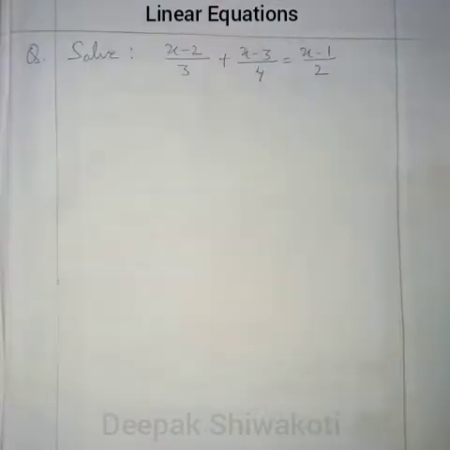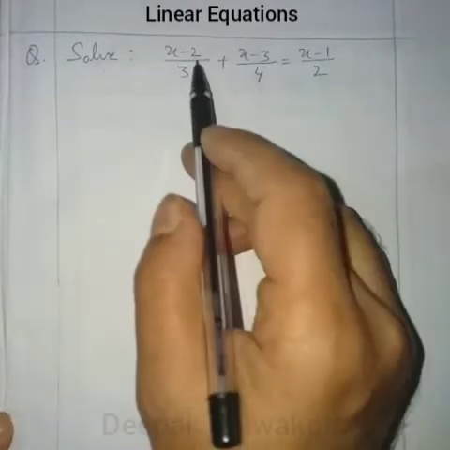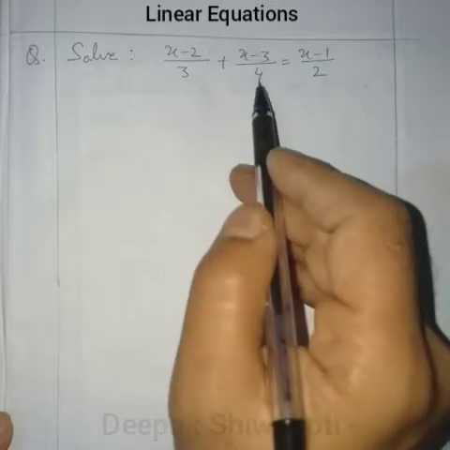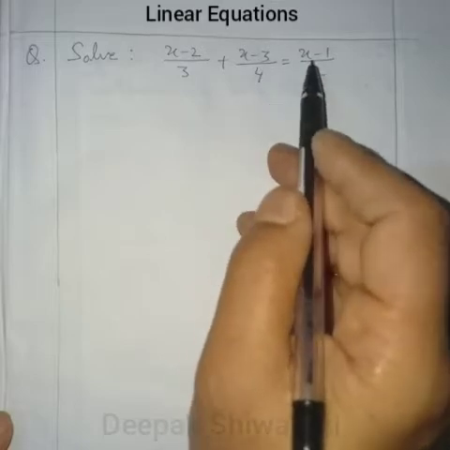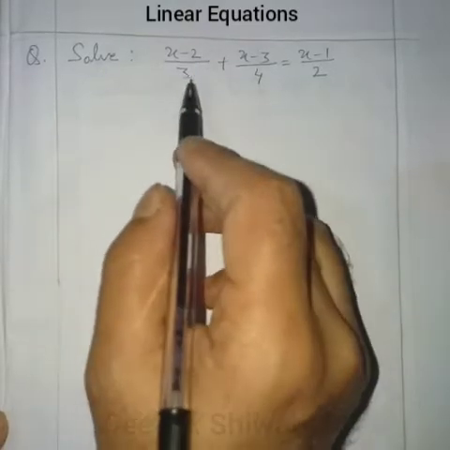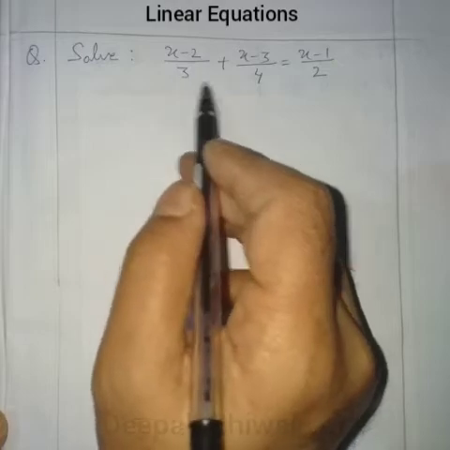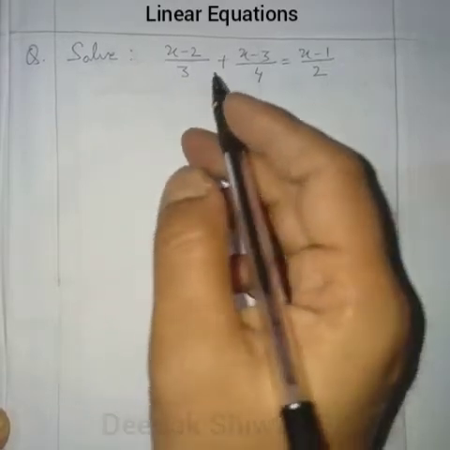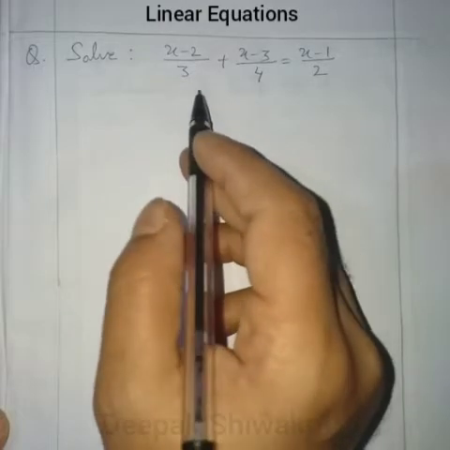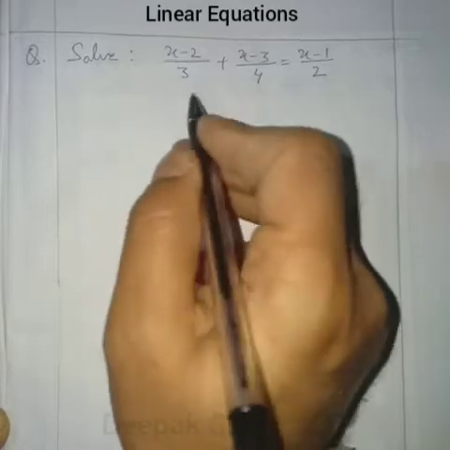This is another question from linear equation only. Here we have to solve, and it is (x minus 2) by 3 plus (x minus 3) by 4 is equal to (x minus 1) by 2. So here you can see these denominators. We'll find the LCM. Like in class 4 and 5 we used to do simplify, like that only we'll simplify it. So this side let us find the LCM.